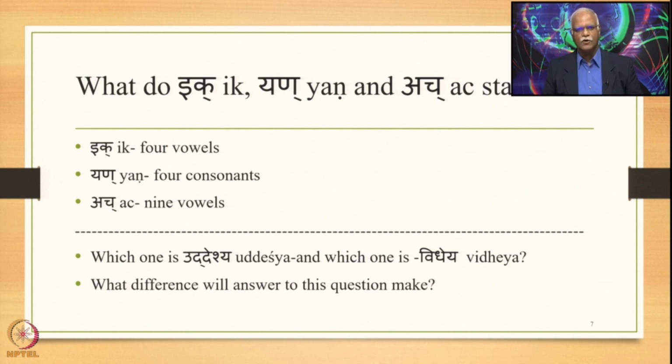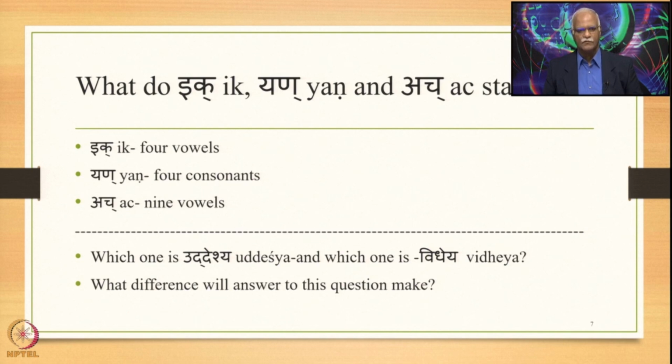Yan stands for 4 consonants, Y, V, R and L. And Ach stands for 9 vowels. And we must remember here that we are referring to the sounds which are stated only in the 14 sutras. So, I, U, Ru, Lu are stated in the 14 sutras, Y, V, R, L are stated in the 14 sutras, and in this case we also said that in the 14 sutras, Yan, Y, V, R, L are stated together with the vowel A.